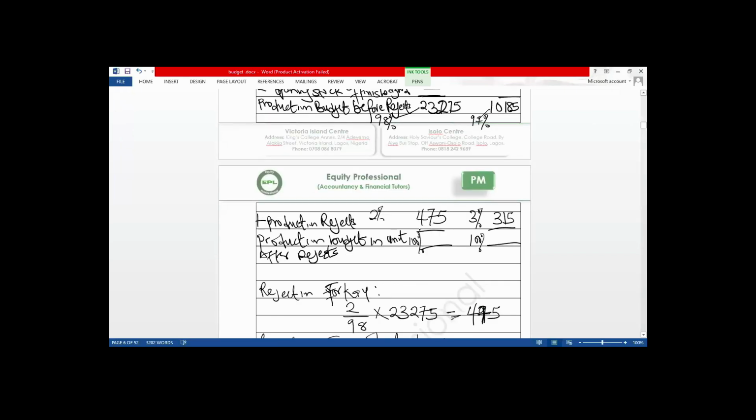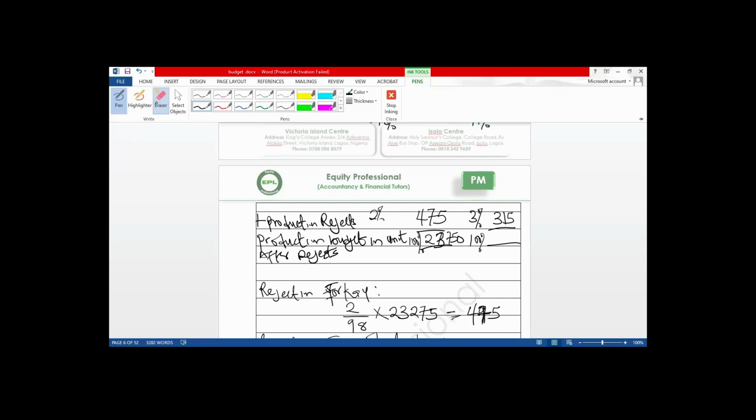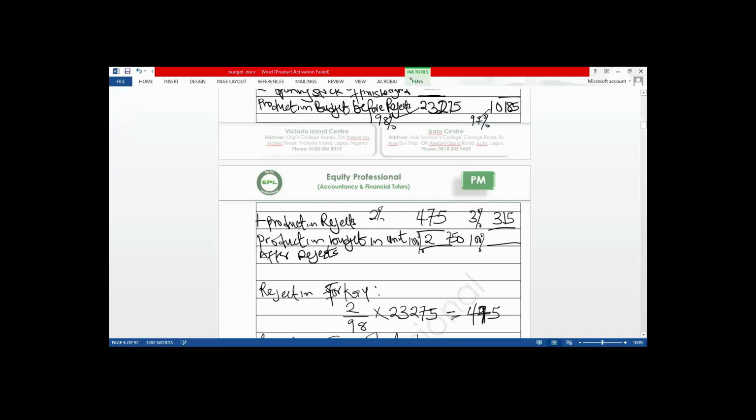$23,275 plus 475. That will give you total production budget. You are going to produce both the good ones and the expected rejects. Please sum up. This should give you 23,750. This will give you 10,500 units. You are done with your production budget.